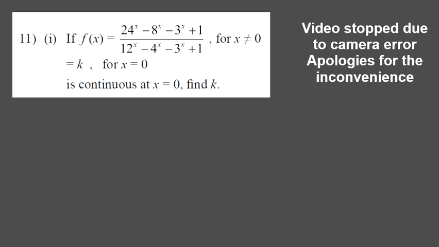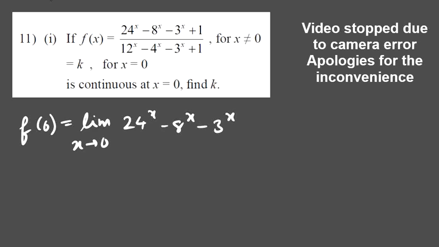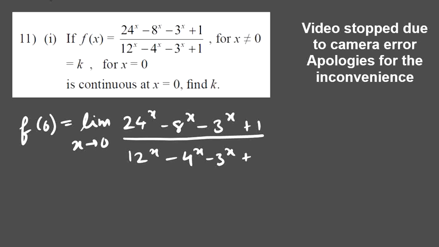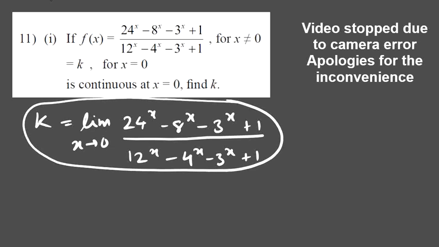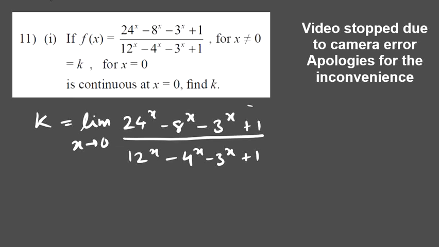So find k. It's again the same thing. f of 0 should be equal to limit of x tends to 0 f of x. f of x is 24 power x minus 8 power x minus 3 power x plus 1, the whole upon 12 power x minus 4 power x minus 3 power x plus 1. Now f of 0 itself is equal to k. So the value of k will be the solution to this limit. It's very clear that these expressions are going to get factorized.